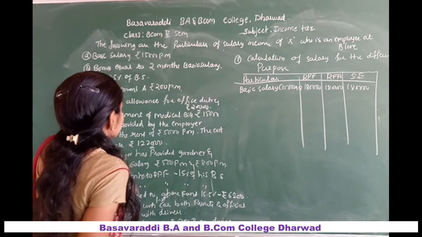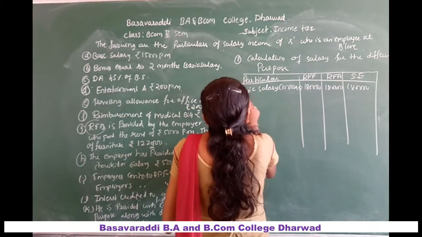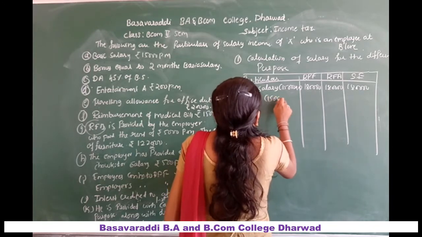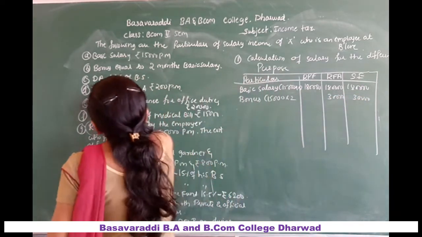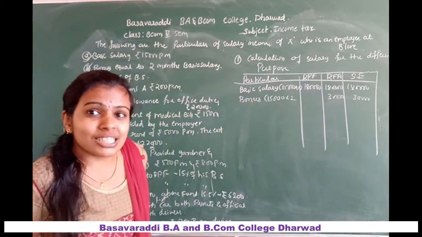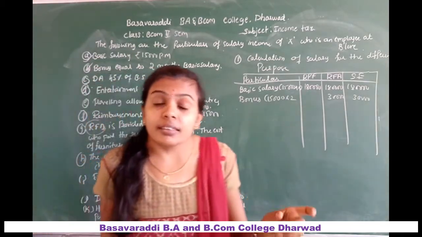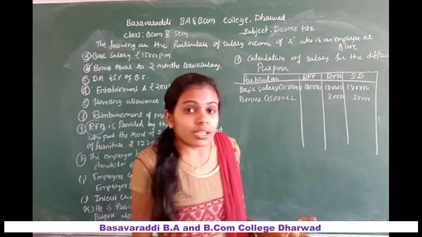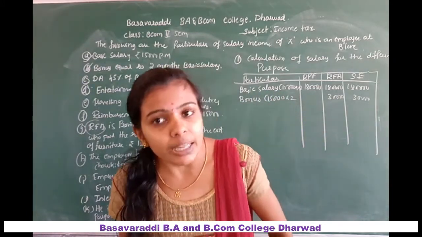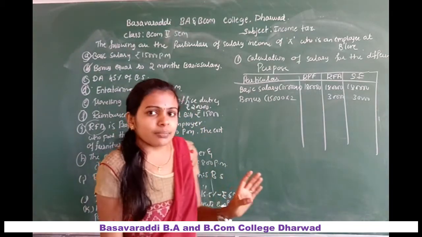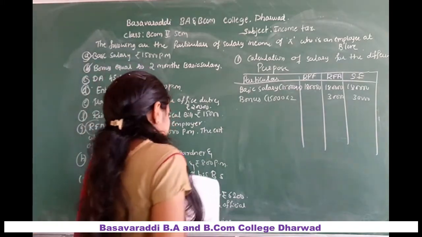And then bonus equal to 2 months basic salary. Bonus is 15,000 into 2, that is 30,000. And then DA allowance 45% of a basic salary. Now the 45% of the basic salary, in RFA and RPF, what do we consider? It is eligible for the retirement benefit; if it is a retirement benefit, then we consider it; if not, it is ignored. And then entertainment allowance rupees 200 per month.